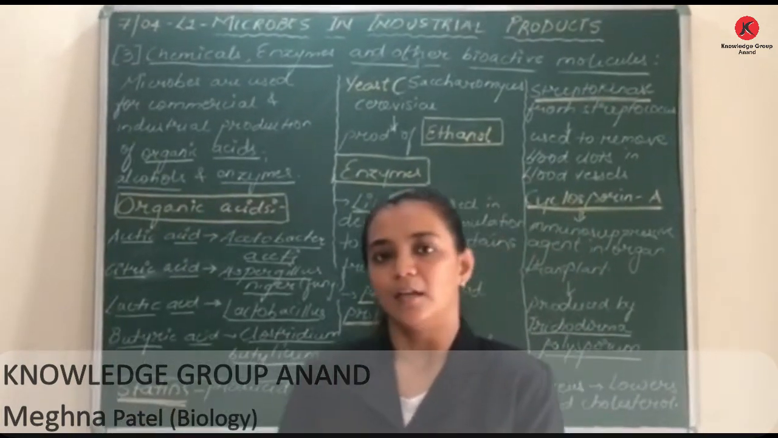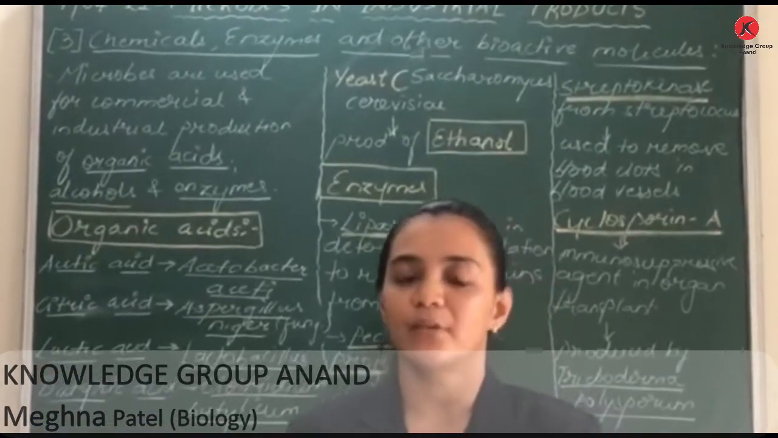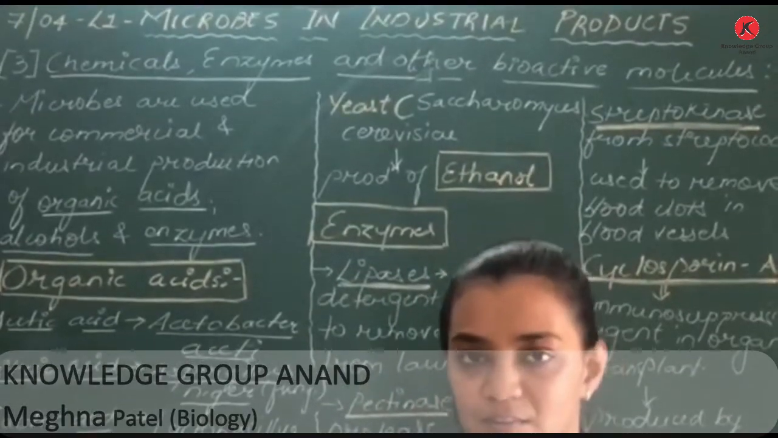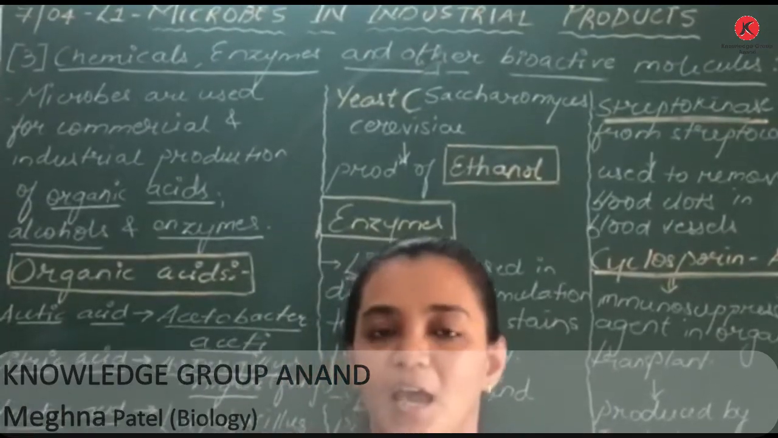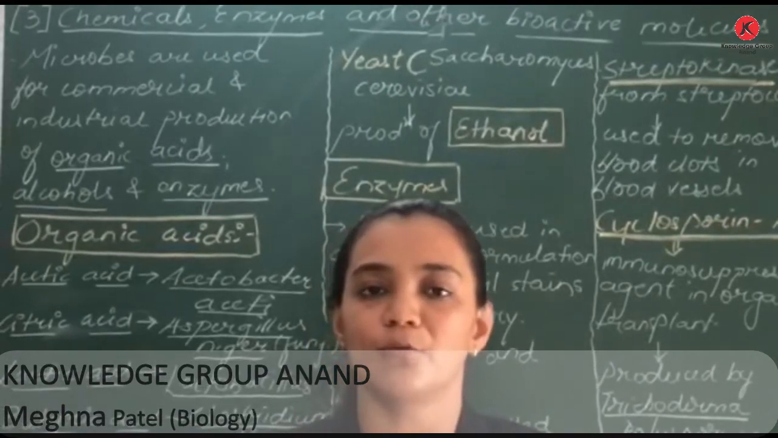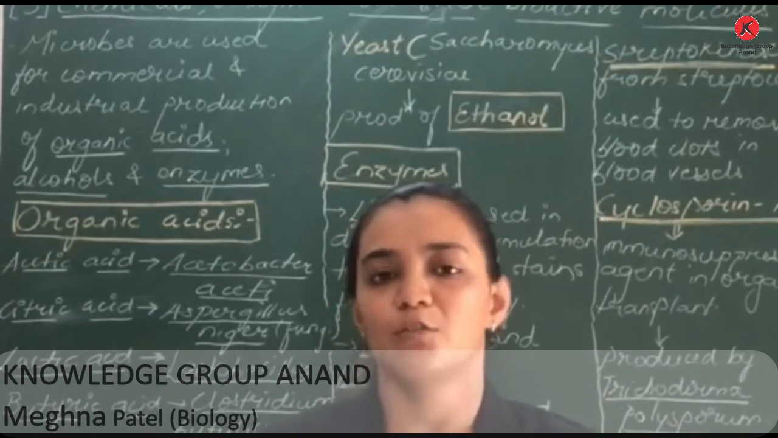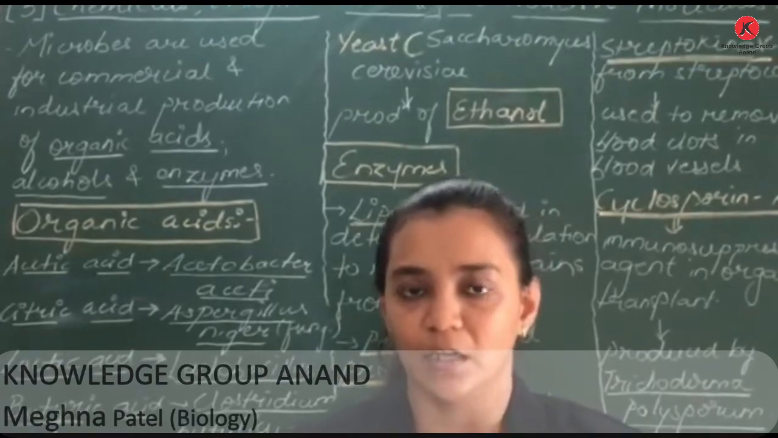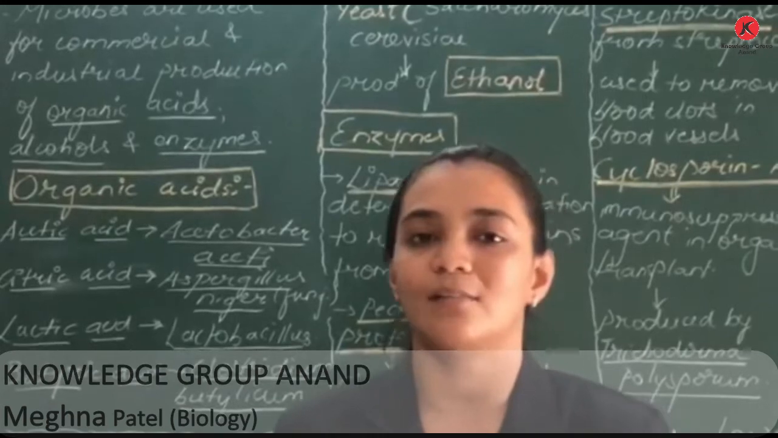Dear students, till now in the chapter Microbes in Human Welfare, we have discussed the role of microorganisms in household products and in industrial products. At industrial scale, the commercialization occurs, so these products are made in very large amounts in specific vessels known as bioreactors or fermenters. We have so far discussed two such products obtained at the industrial scale.